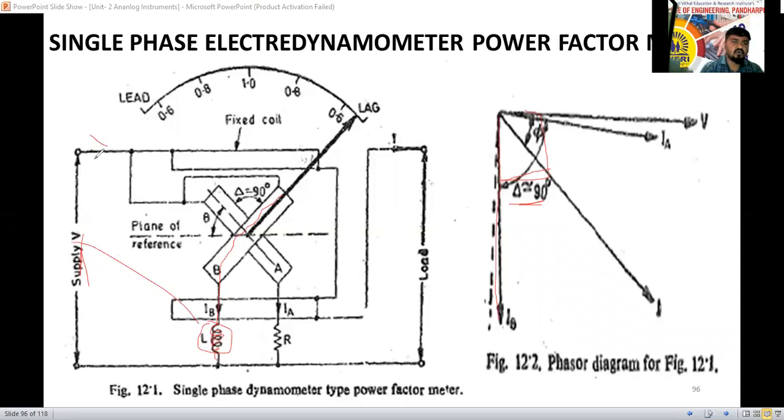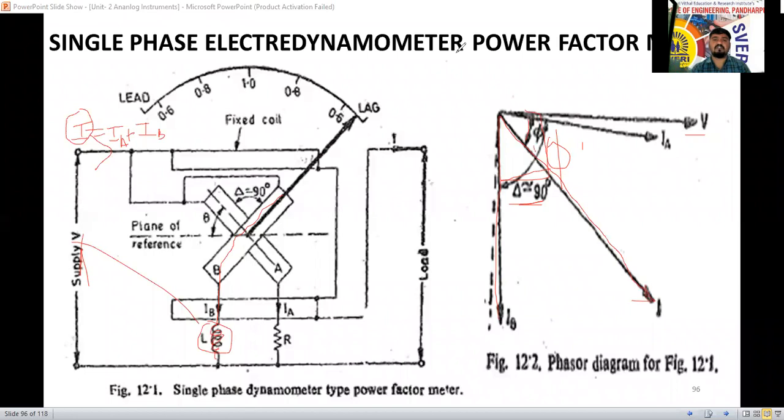The total current I is the summation of Ia plus Ib. It is the combination of resistive and inductive load, so this total current I lags the supply voltage by an angle of phi. For that reason, the total current is drawn in between. Phi is nothing but the phase angle between voltage and current, with V here and I here.